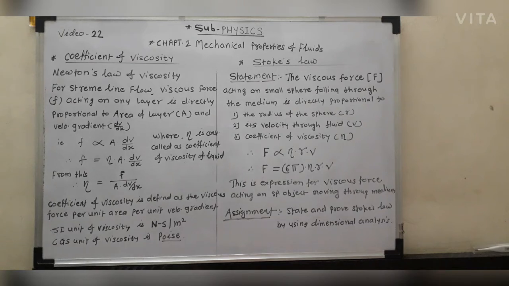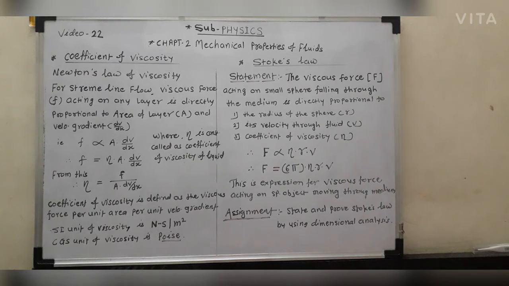Newton's law of viscosity states that for the streamline flow, the viscous force acting on any layer is directly proportional to the area of the layer A and the velocity gradient dv by dx. Here, this area is not the cross-sectional area. Remember, this is the area of the layer.